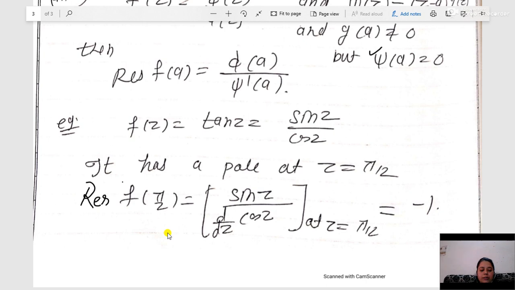So in the next video lecture, we will see some more examples of complex integration using the residue formula.